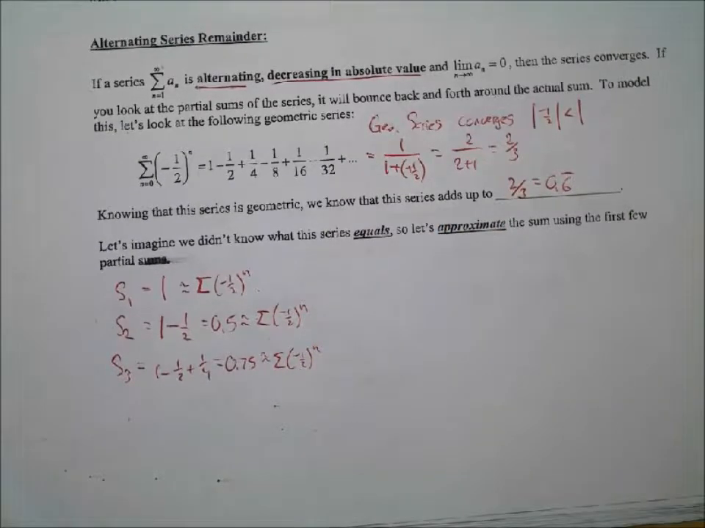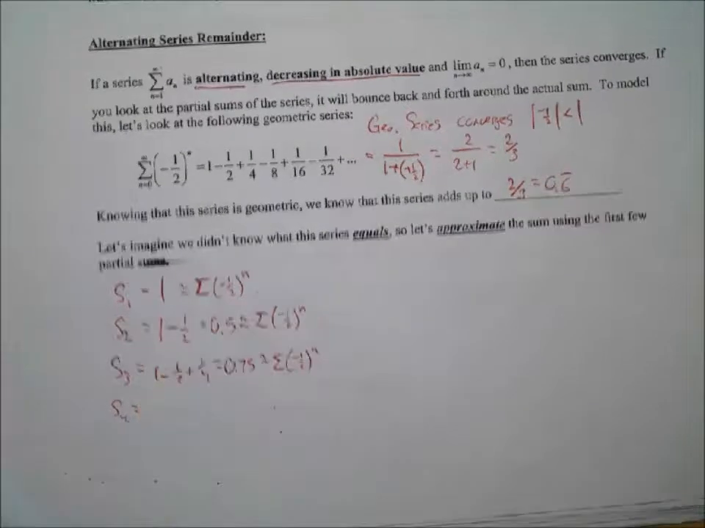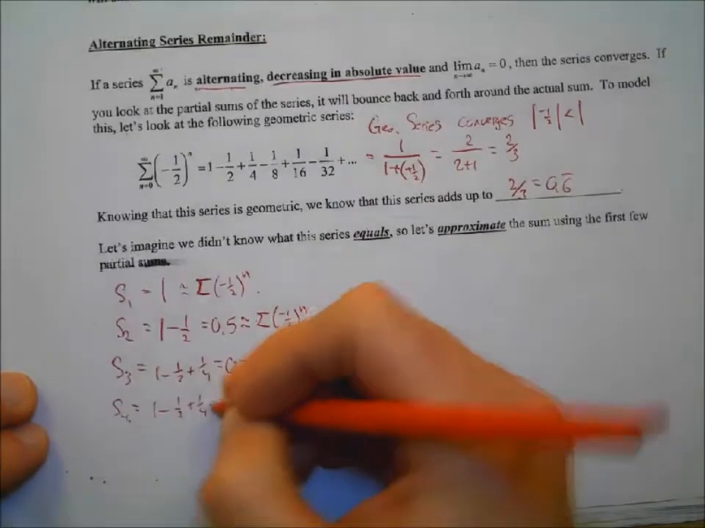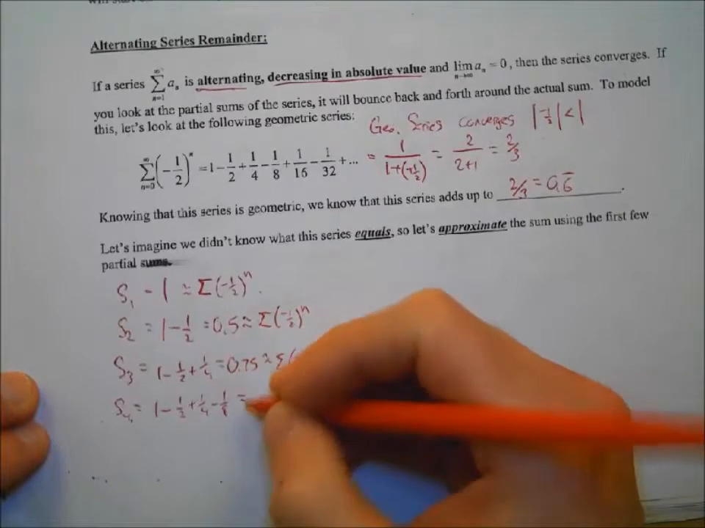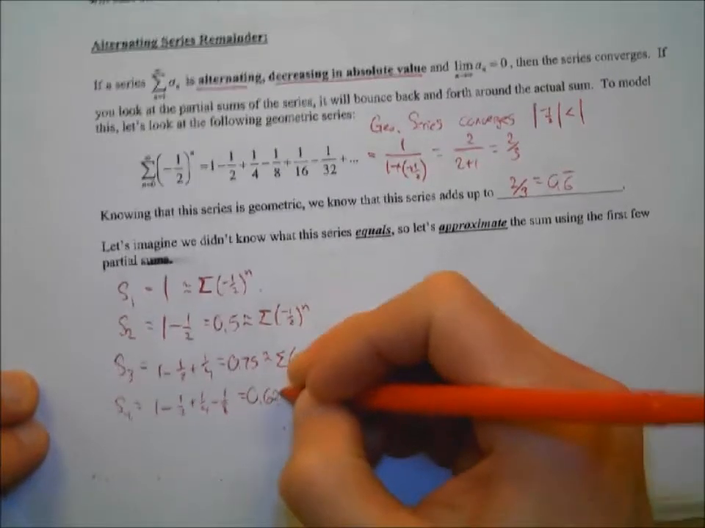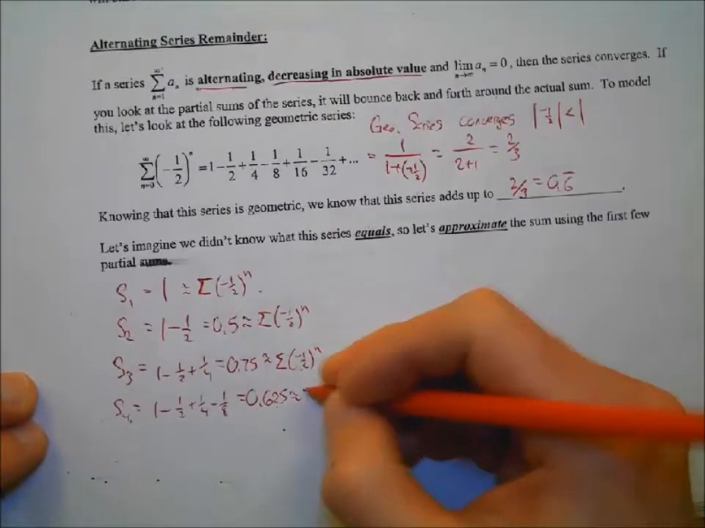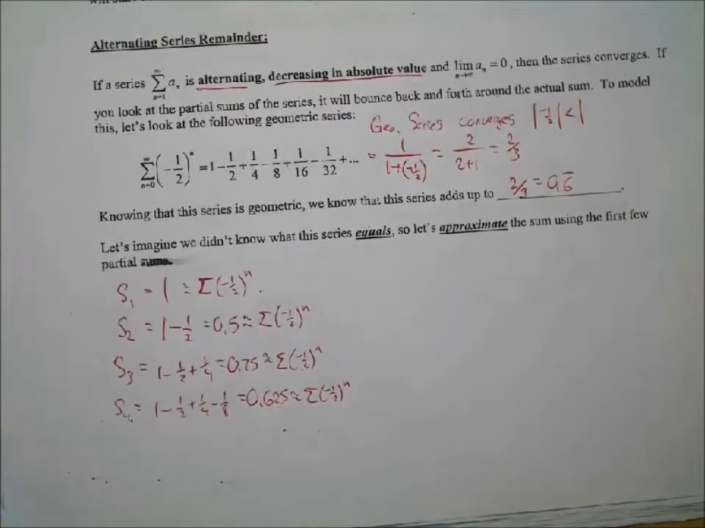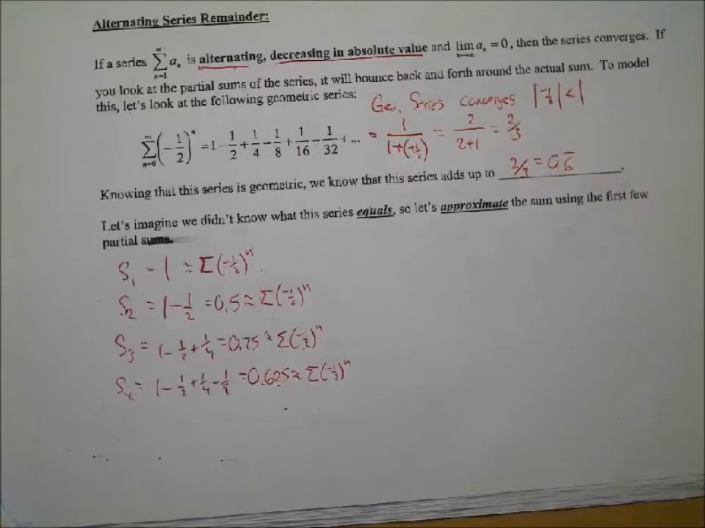And we'll do one more here. 1 minus 1/2 plus 1/4 minus 1/8, which is exactly 0.625. Again, approximating that sum of negative 1/2 to the n. And we get 0.625, which is yet again even closer, right? Even closer still.